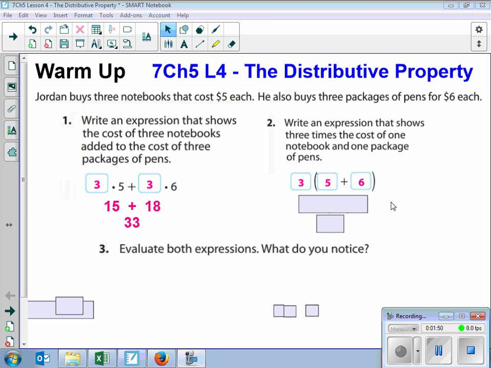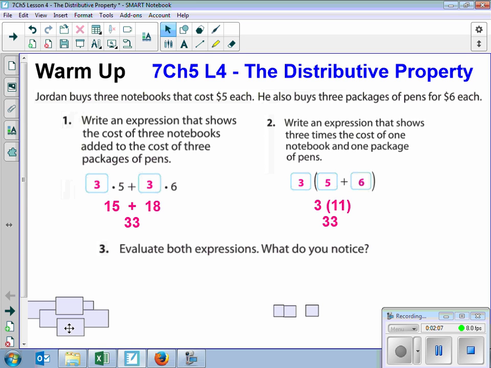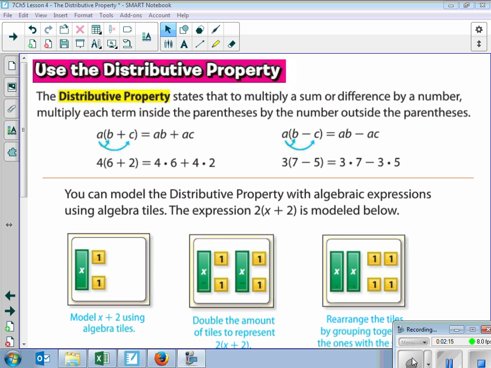For the other expression, using our order of operations, we're going to simplify the parentheses first. So 5 plus 6 is 11, and then we're going to multiply that times 3. And now 3 times 11 is 33. And what do we notice about both of these expressions? They're both the same. Very good. So here we're going to use the distributive property.